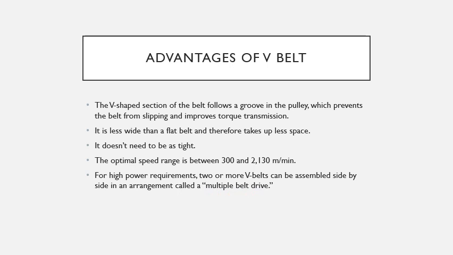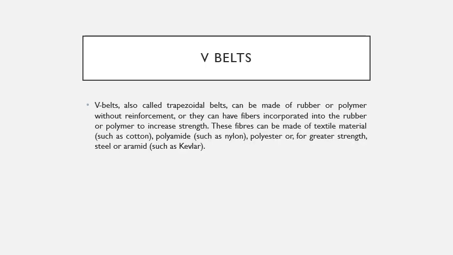So when there is a high power requirement, you can use a multiple belt drive or multiple pulley system to transmit high power. V-belts, also called trapezoidal belts, can be made of rubber or polymer without reinforcement, or they can have fibers incorporated into the rubber or polymer to increase strength. So this is a composite type of material. These fibers can be made of textile materials such as cotton, polyamide, polyester, or, for greater strength, steel or aramid such as Kevlar.